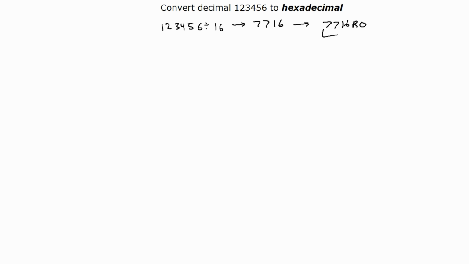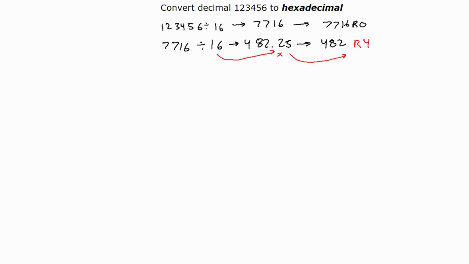We're then going to take this value here. It's going to be 7716, and we're dividing this by 16. This will give us a decimal value. It's going to be 482.25. And so we can write our number 482 here, and now we need to solve for the remainder. Well, we're going to take this 16, and we're going to multiply it by 0.25. And then we're going to bring it over here. The remainder for this is going to be 4.